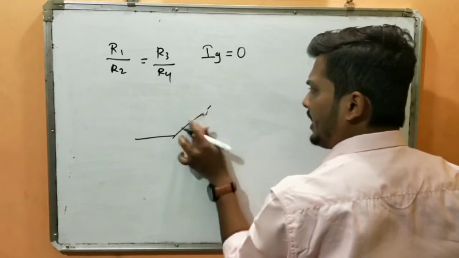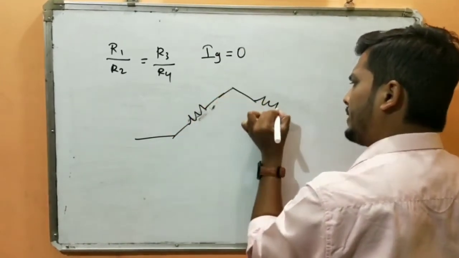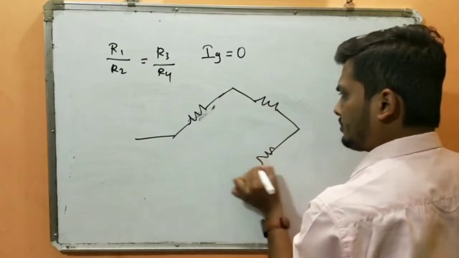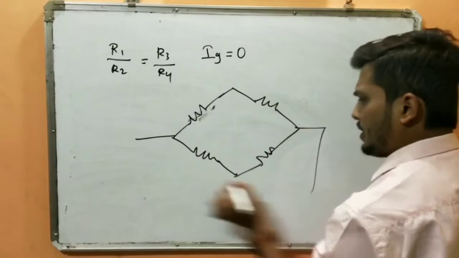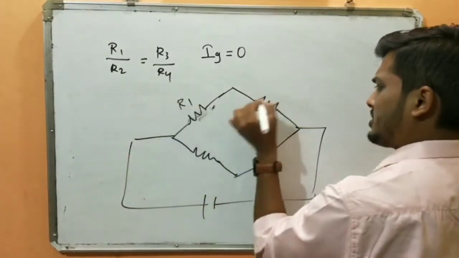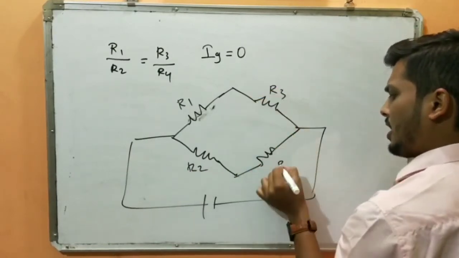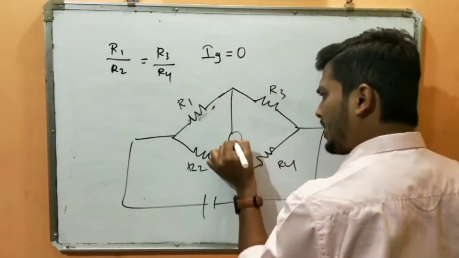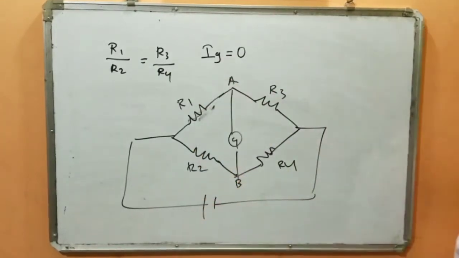We had taken 4 resistances and connected them in this way, and I simply connected them with the battery. I had 4 resistors R1, R2, R3 and R4. Here I have connected the galvanometer. Let me name the terminals A and B.